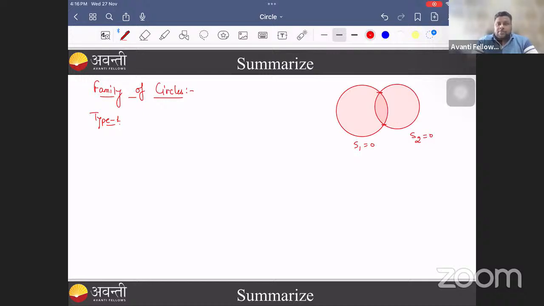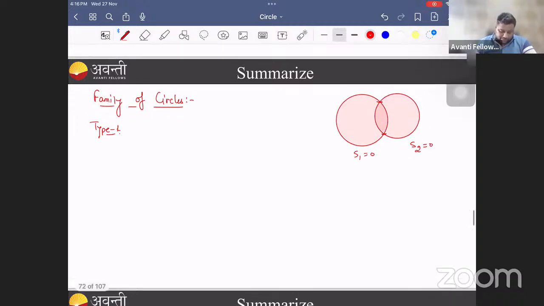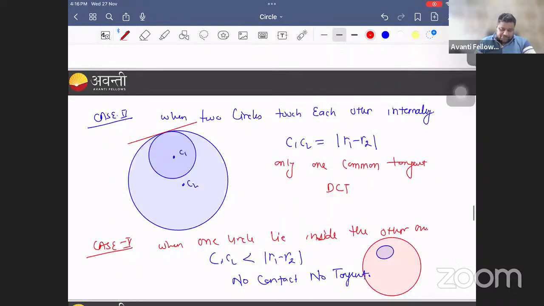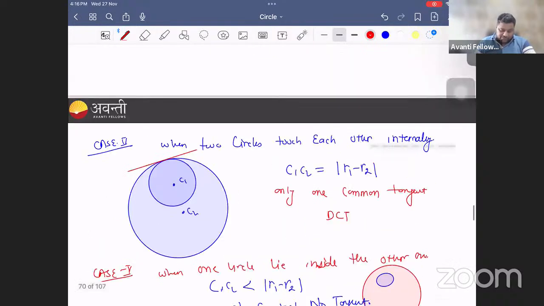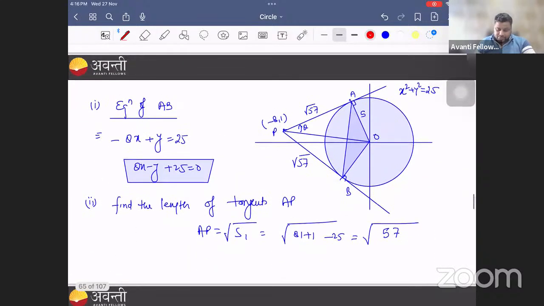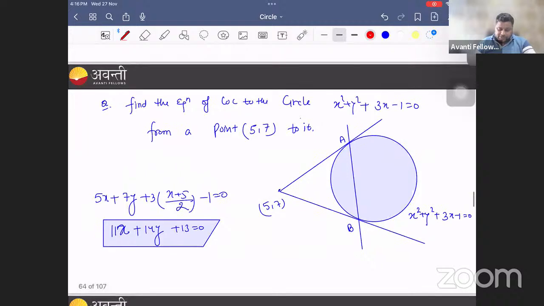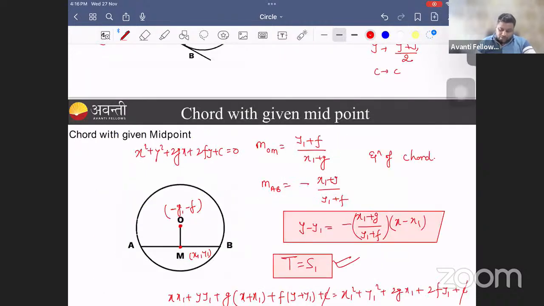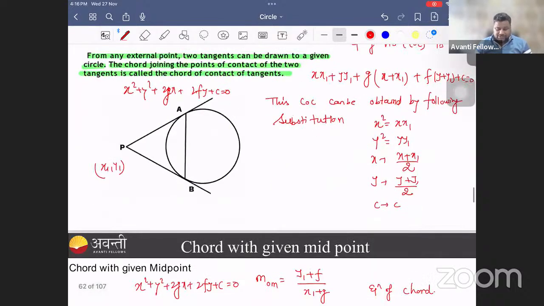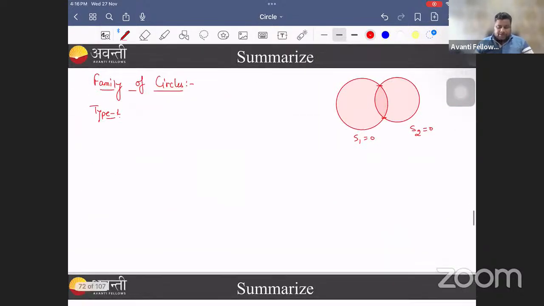I hope you remember in the previous class, we have already covered position of two circles with respect to each other. If you remember, length of direct common tangent, transverse common tangent, these are the 5 cases for the position of two circles with respect to each other. All right. Then we have done from any point, external point, two tangents are drawn to circle, chord with a given middle point, chord of contact. So we have covered almost everything in this chapter. So now this family of circle is what?